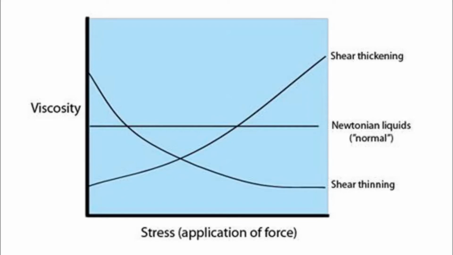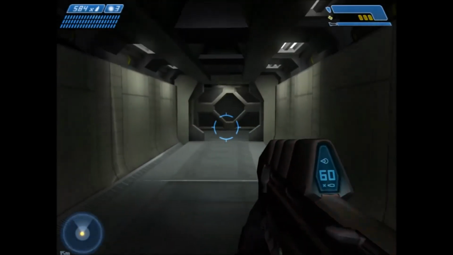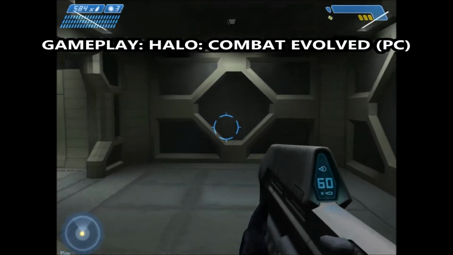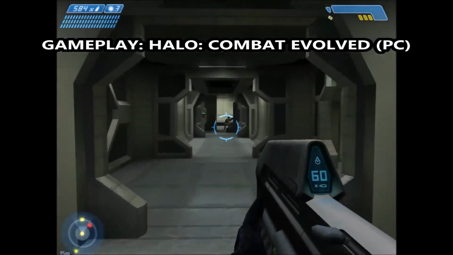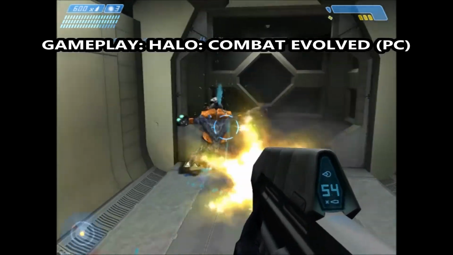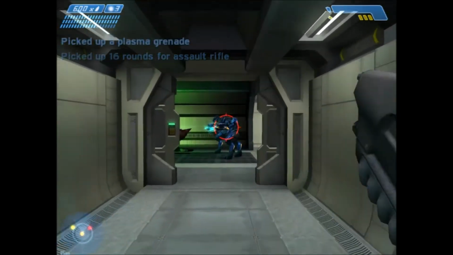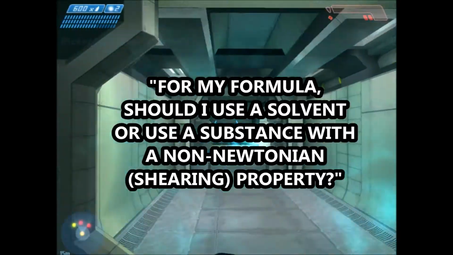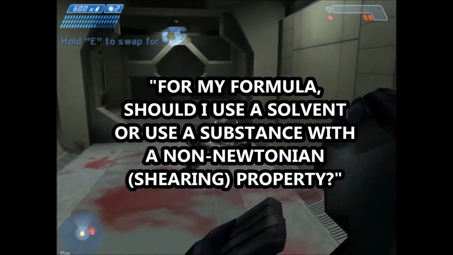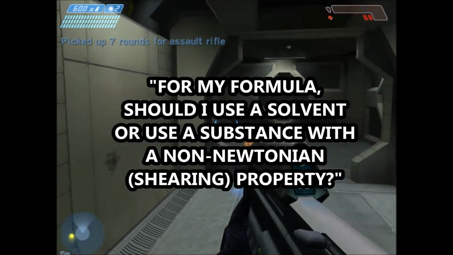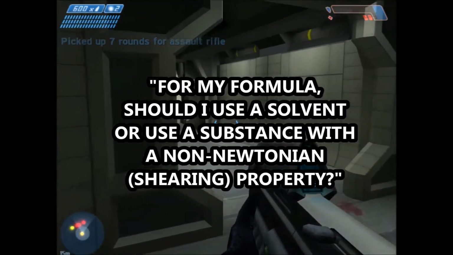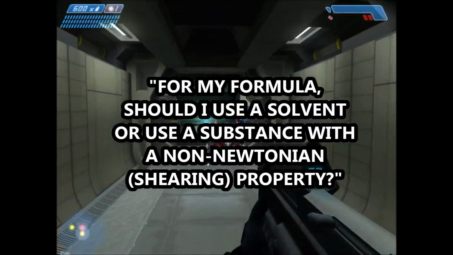The same sort of logic, of course, applies to shear thinning substances. As a shearing force is applied to the substance, the viscosity will decrease. Now that we've gone over a bit of what the solvent and shearing properties entail, let's answer the main questions that arise from this. The first question covers both the formula properties. Which property would be better to have in my formula? Why should I choose one instead of the other? Should I have a shearing property for my formula, or should I use a solvent?